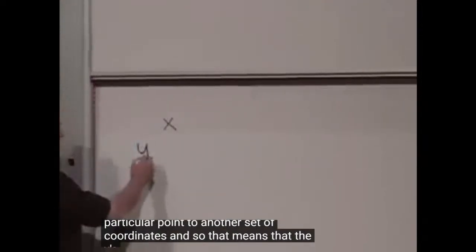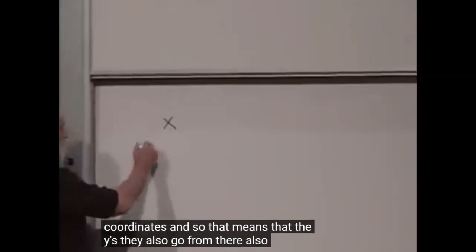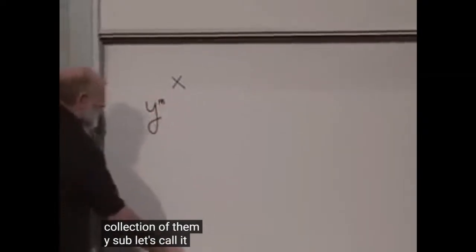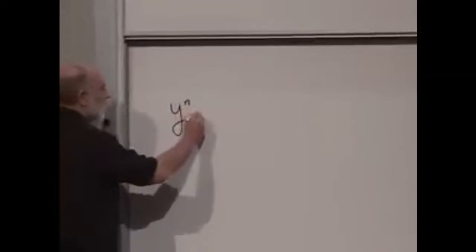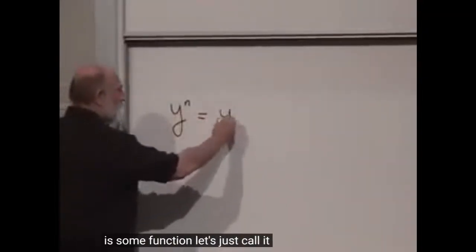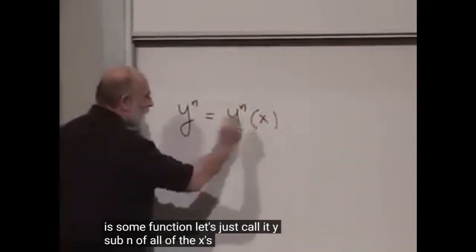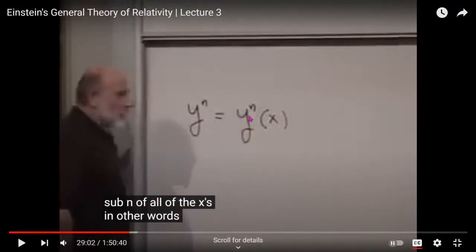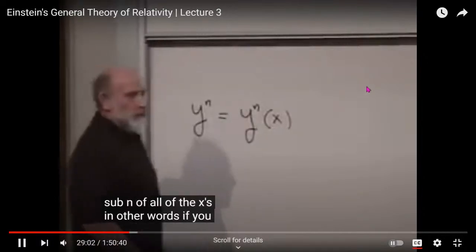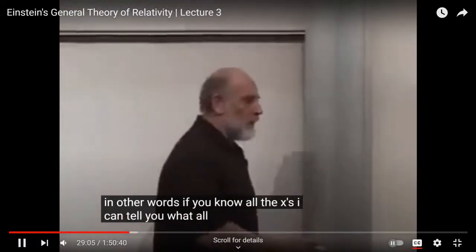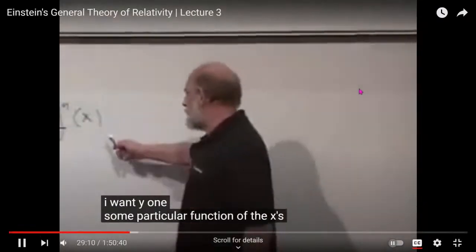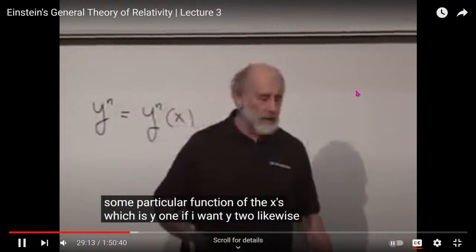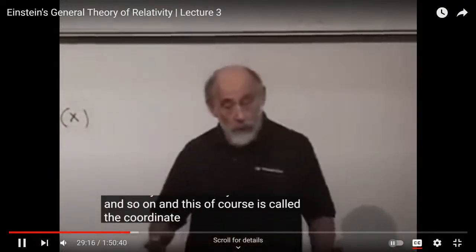And so that means that the y's also are a collection of them, y sub n, and y sub n is some function of all of the x's. Confusing that he's using y sub n as the function, as this is the transformation function. In other words, if you know all the x's, I can tell you what all of the y's are. If I want y1, some particular function of the x's, which is y1. If I want y2, likewise, and so on. And this, of course, is called a coordinate transformation.